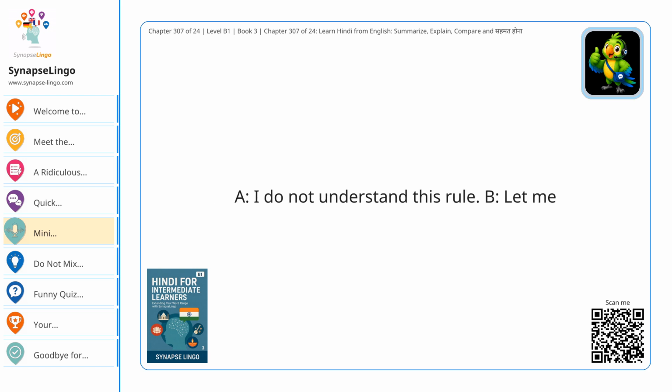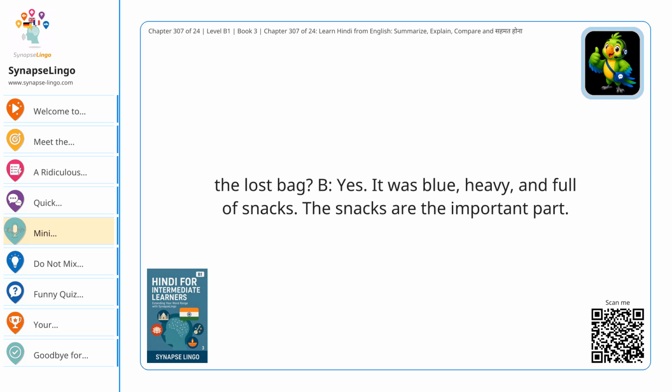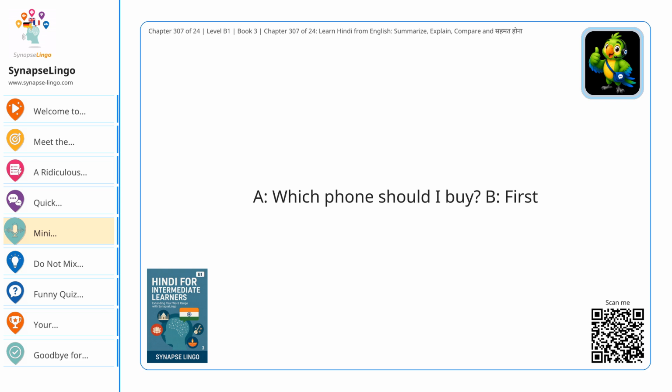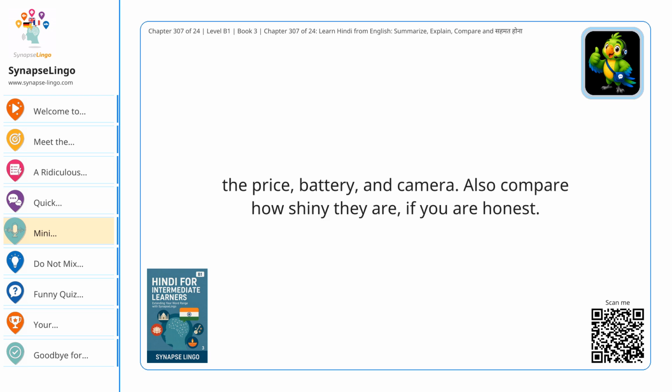A. I do not understand this rule. B. Let me समझाना it simply. No smoke, no magic, only examples. A. Can you वर्णन करना the lost bag? B. Yes. It was blue, heavy, and full of snacks. The snacks are the important part. A. Which phone should I buy? B. First, तुलना करना the price, battery, and camera. Also compare how shiny they are, if you are honest.